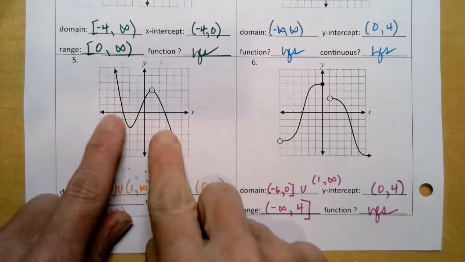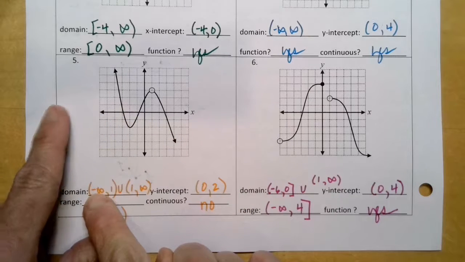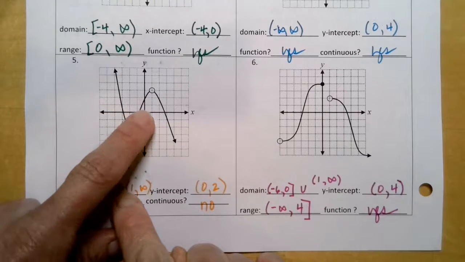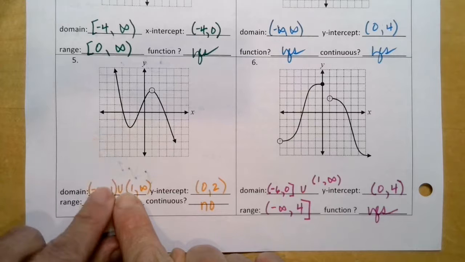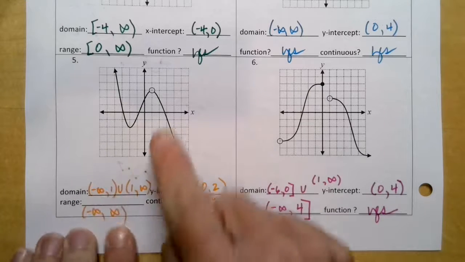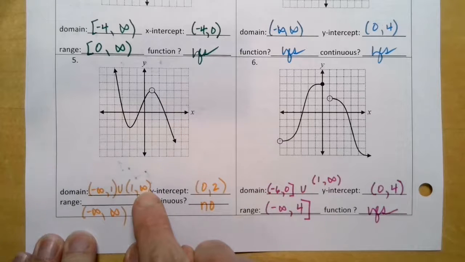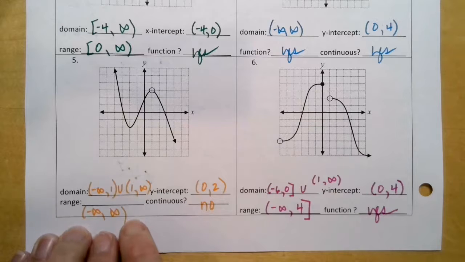When I look at all my negative x's, all the way down to negative infinity is a possibility. But once I get over here to 1, see this hole? That means that 1 cannot go in. So I went all the way up to 1 without including it, and then just after 1 and on to infinity. My y-intercept, my range, and I want you to look at this carefully.